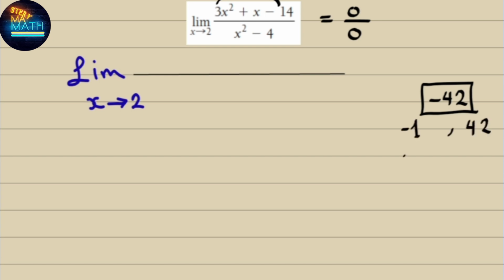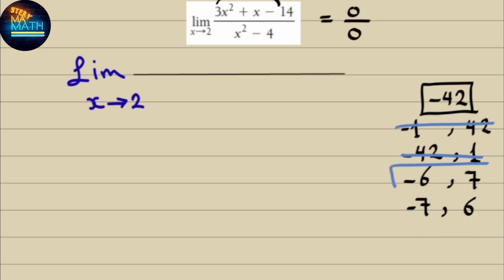1 times 42, one is positive and the other is negative, or negative 42 times 1. 6 times 7, so negative 6 times 7, or negative 7 times 6, right? And we check if they add up to 1, because here in the middle you have 1. If they add up to 1, the factors are right. Negative 1 plus 42 doesn't work, so cross it out. And also negative 42 plus 1. Here negative 6 plus 7 is 1, so the factors are negative 6 and 7.